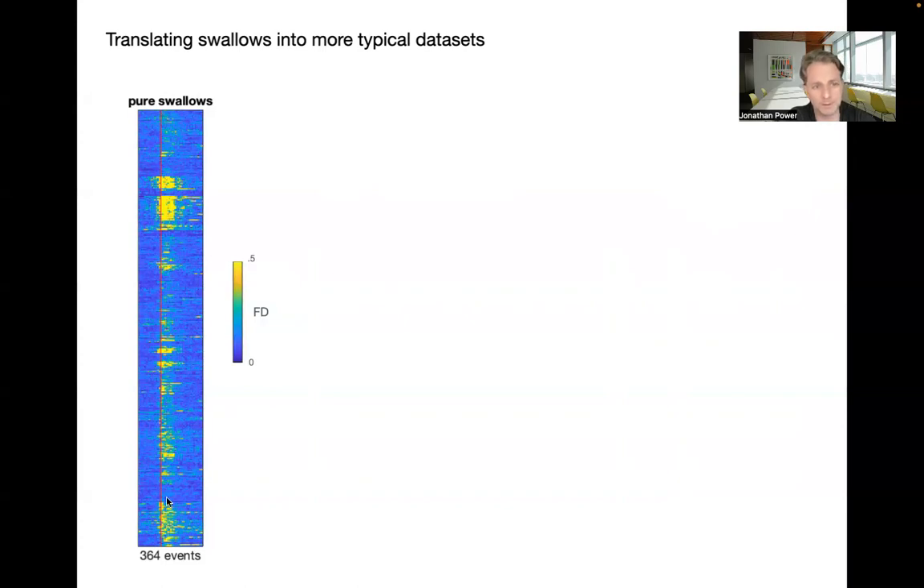So these are 364 swallows. There can be more than one per person. And this is FD, which is a measure of motion. If it's yellow, there's a lot of motion. If it's blue, there's no motion. And the red line is when the swallow is supposed to happen. So if you look across a blue trace like this, the head is still, the swallow happens, and the head's still. Here in this trace, the head's moving some, they swallow, and the head moves a ton, and then it settles back down.